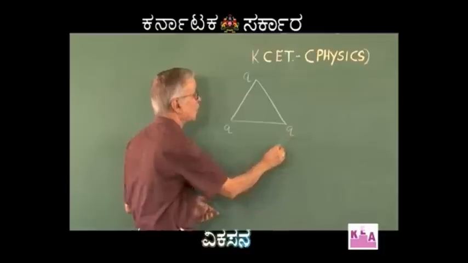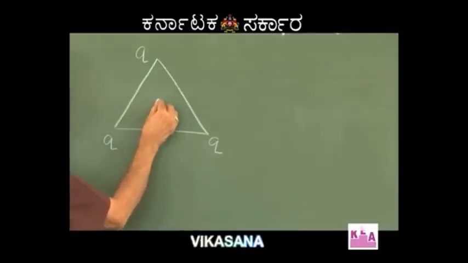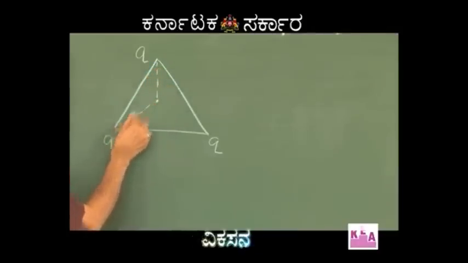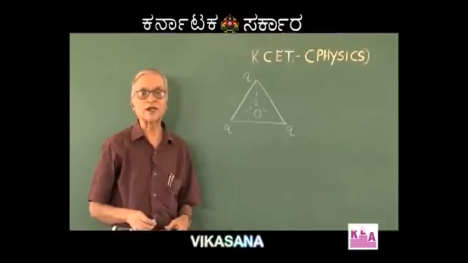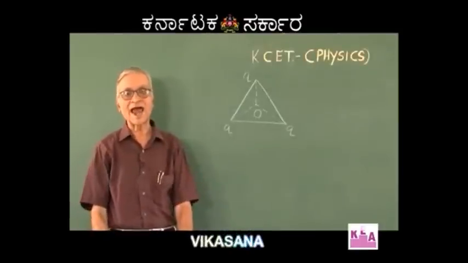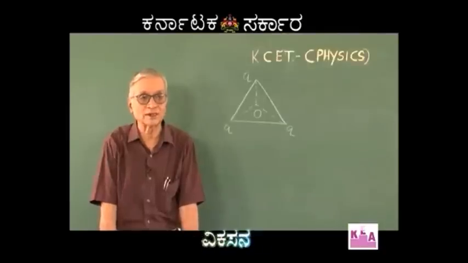At each of the corners, the charge Q is placed. O is the centroid of the triangle. Notice, O is the centroid of the triangle. In order to calculate potential and intensity, first of all, I will go to the potential.